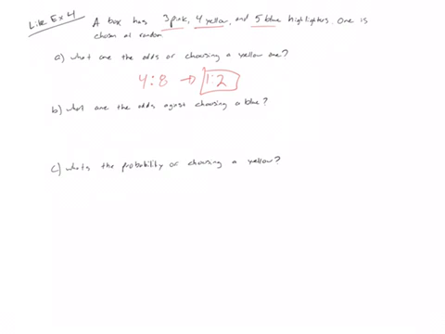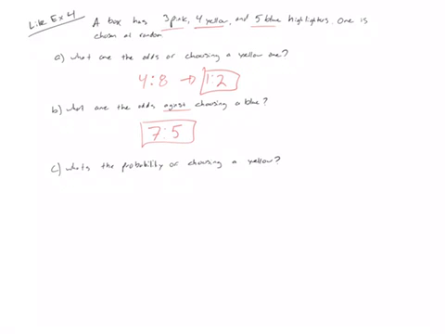Part B says, what are the odds against choosing a blue one? So now we're seeing how many of them are not blue. Well, there's 3 pink and 4 yellow, so there's 7 of them that are not blue, and there's 5 of them that are. Because remember it says against choosing a blue. So what's the odds of choosing not a blue? So that is 5 to 7.